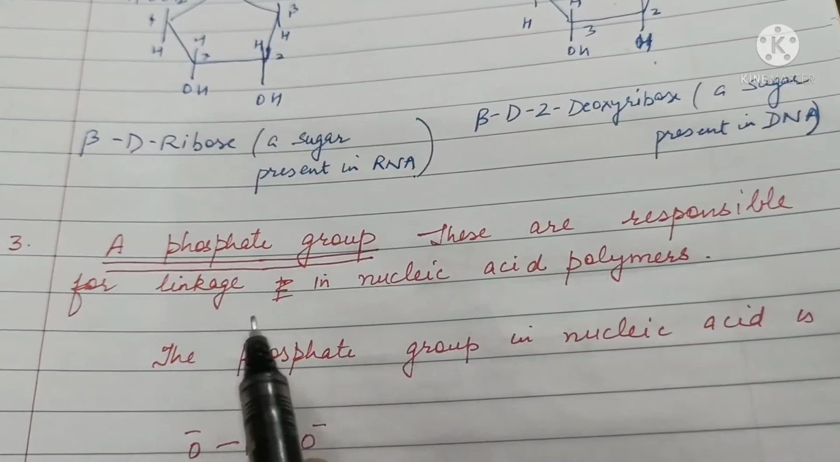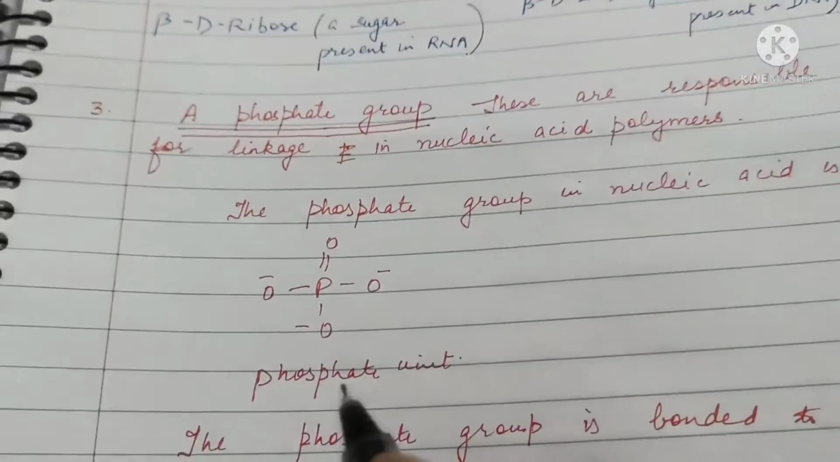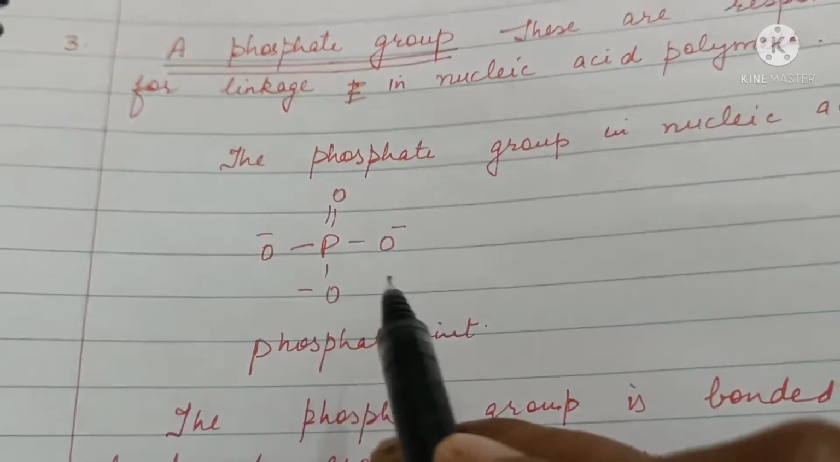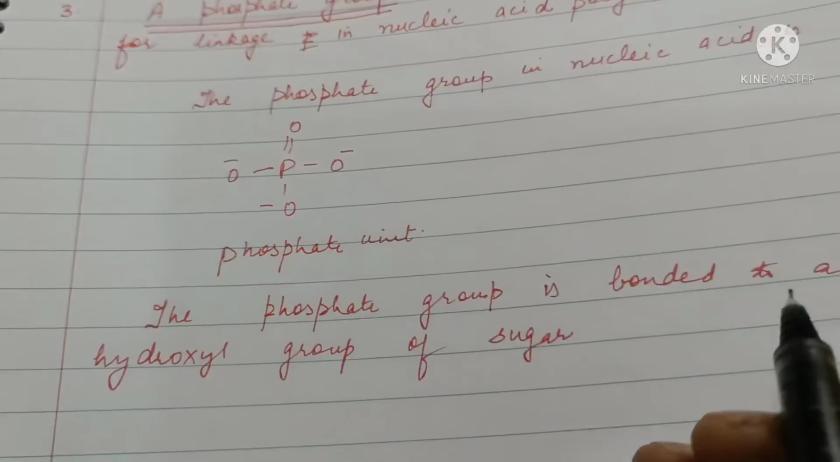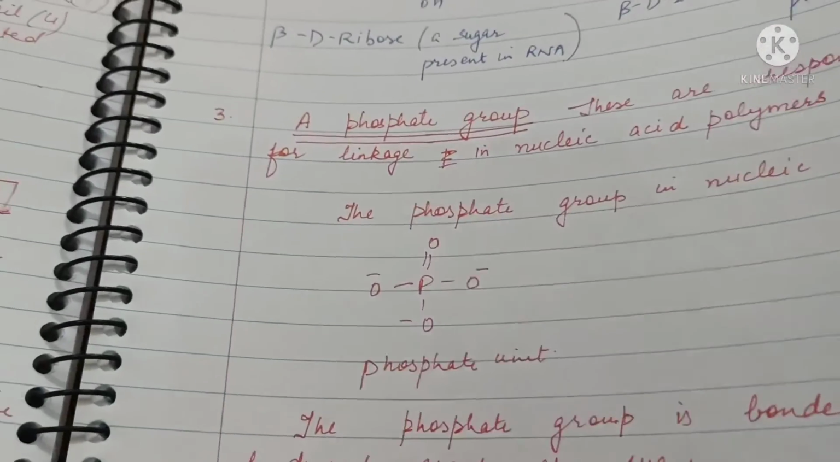Third is the phosphate group. These are responsible for linkage in the nucleic acid polymers. The phosphate group will have a PO4 unit with 3 negative charges. The phosphate group is bonded to the hydroxyl group of the sugar.